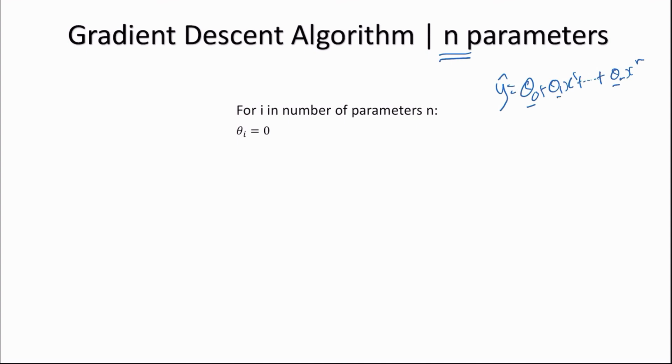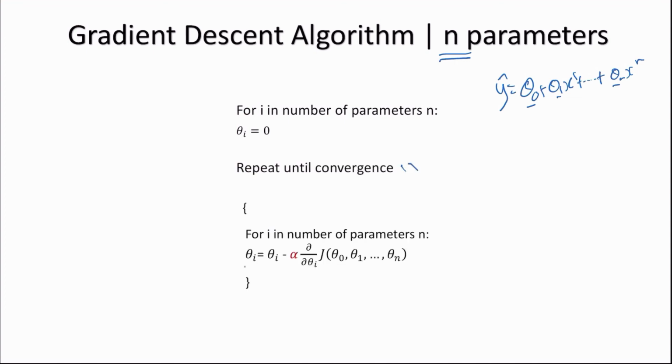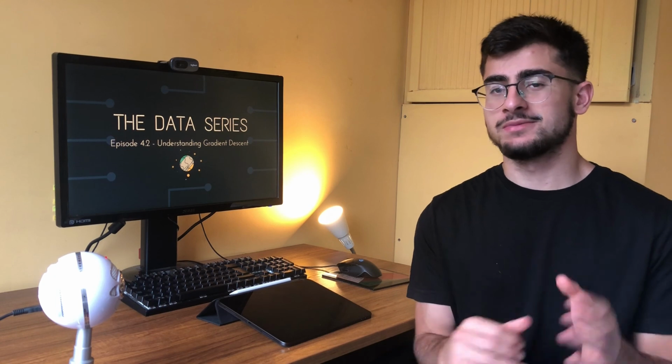In reality, like I said, it's a bit more complicated. We'd actually set all of these parameters to multiple values, not just 0, to prevent them converging on a local minima, which I explained before. And then we would repeat the following algorithm until convergence. For i from 0 to n, we update each parameter theta i using the following gradient descent algorithm. This is the exact same as when we were looking at gradient descent in 2 dimensions and 3 dimensions with 1 parameter and 2 parameters respectively. Essentially, we're just looping through all the parameters and updating each one individually. So I hope after watching this video, gradient descent makes a bit more sense to you guys.